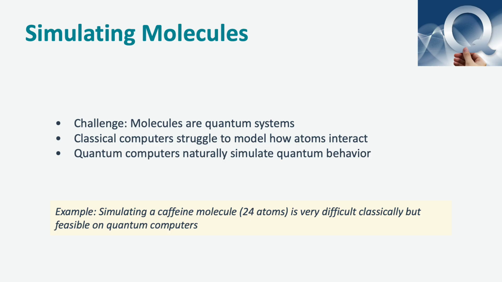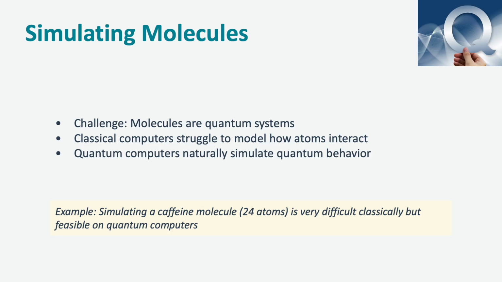Consider caffeine, a molecule with just 24 atoms. Accurately simulating all the quantum interactions in a caffeine molecule would require tracking more quantum states than there are atoms in the universe. Clearly impossible for a classical computer.